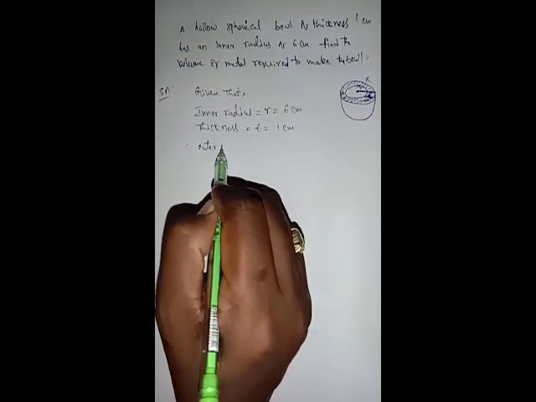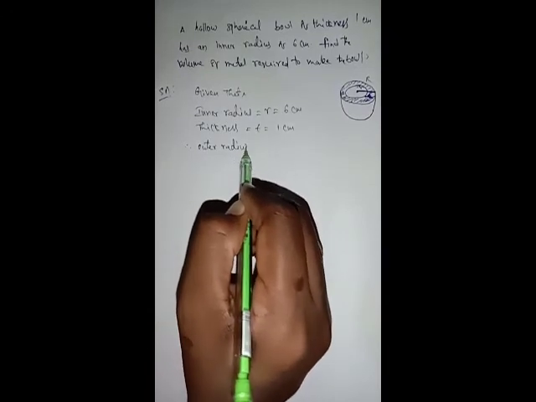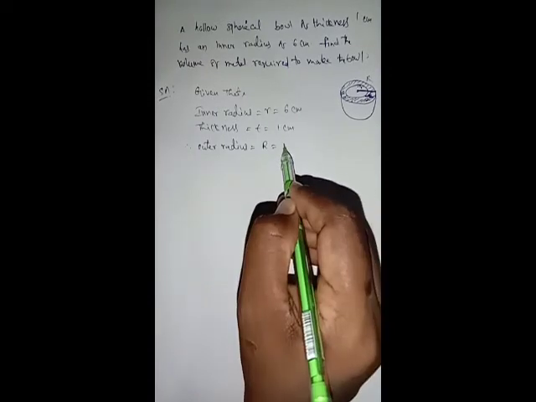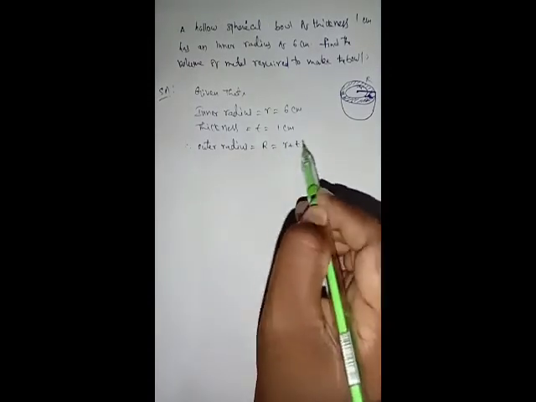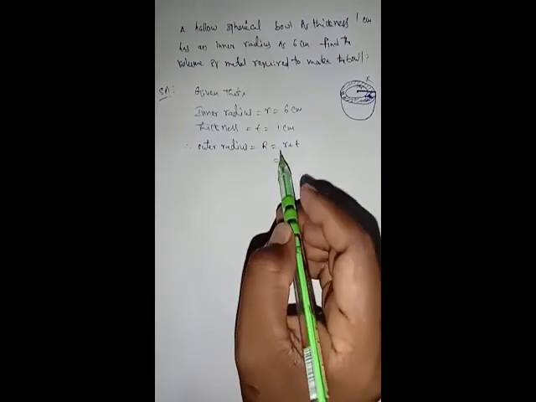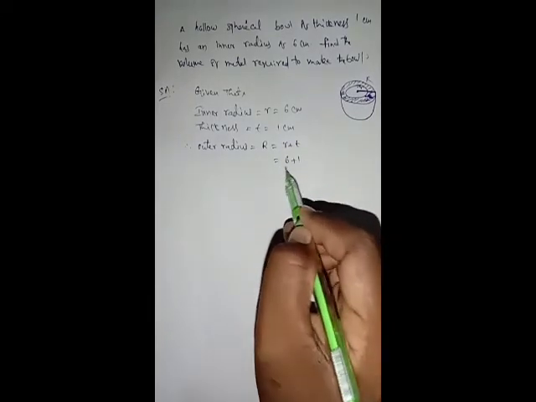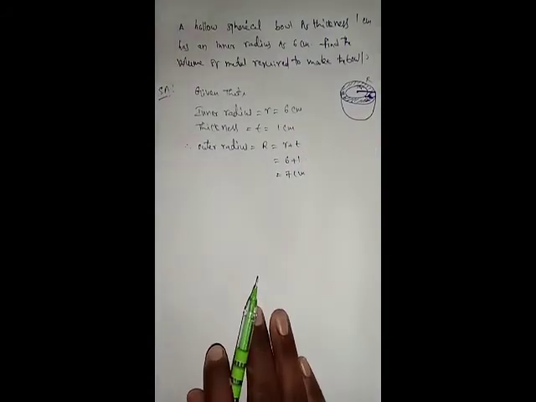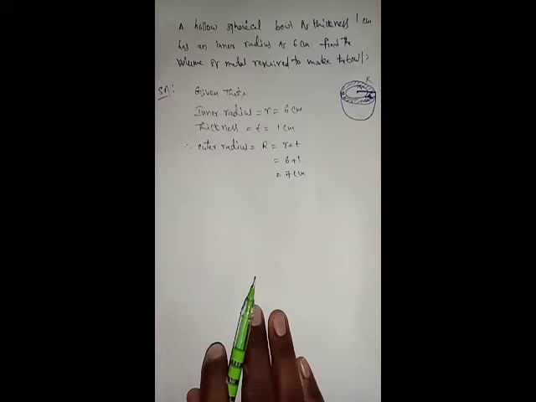So from the question, what are you observing? Outer radius, let it be capital R, is equal to, how do we get it? Small r plus t. What is the small r value here? 6 centimeters plus 1 centimeter is equal to 7 centimeters. So in this solution we got the inner radius, thickness, and outer radius. But actually what do we want? Find the volume of metal required to make the bowl.